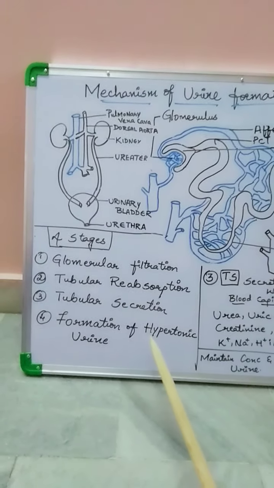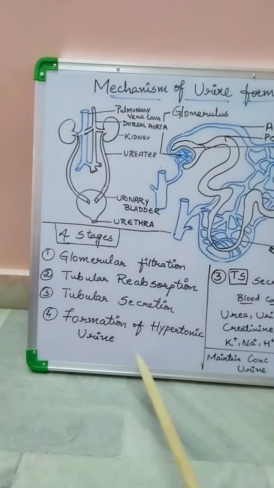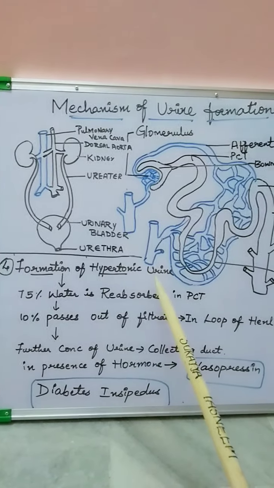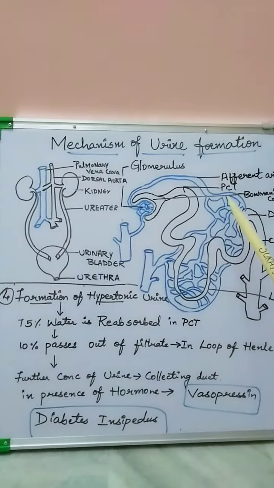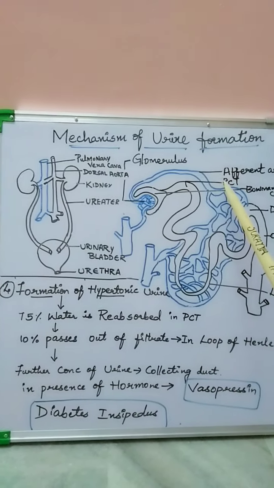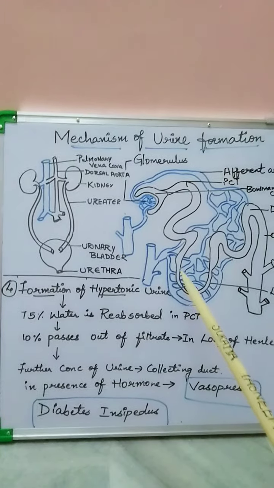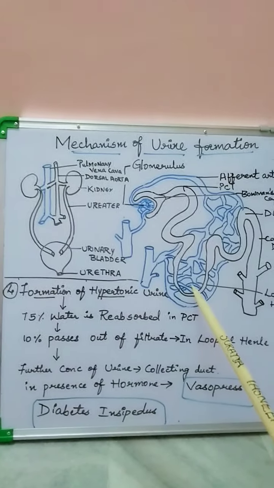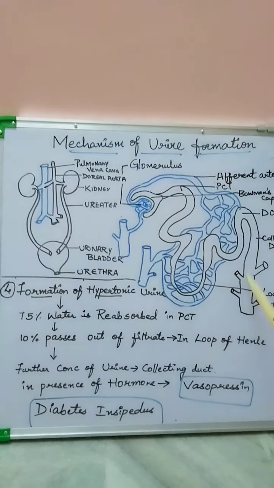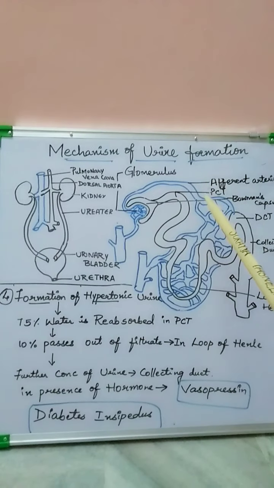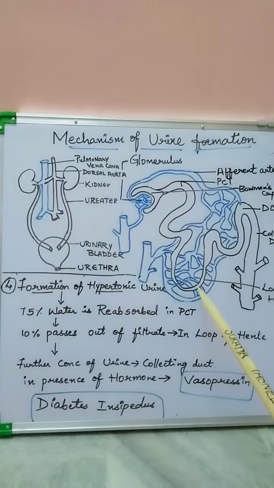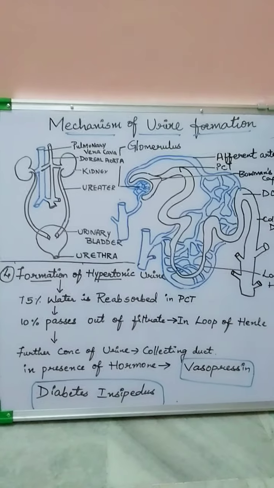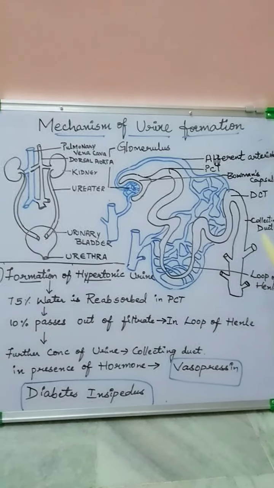Now we are left with the last step, the formation of the hypertonic urine. About 75% of the water is reabsorbed already in the proximal convoluted tubule, and about 10% which is left is filtered in the loop of Henle. Further concentration of urine takes place in the collecting duct. So these are the essential components: proximal 75%, in the loop of Henle 10% of filtrate, and further concentration of the urine, reabsorption and tubular secretion, as we have already discussed, takes place in the collecting duct.